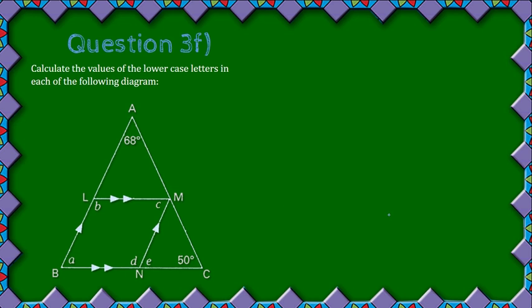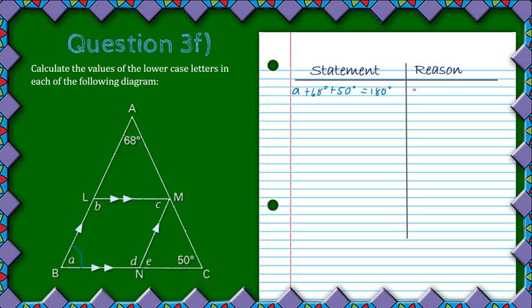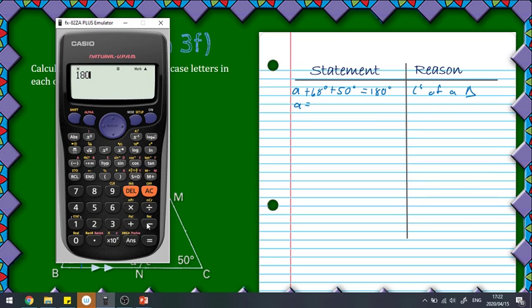Question 3F. So here we have A, B, C, D, and E to solve. And starting with A, we can see that in this bigger triangle, A is just one of the angles, and we know the other two angles. So that means that A plus 68 degrees plus 50 degrees will be equal to 180 degrees. Reason, angles of a triangle. So A will be equal to 180 degrees minus 68 minus 50, and that would give us 62 degrees.